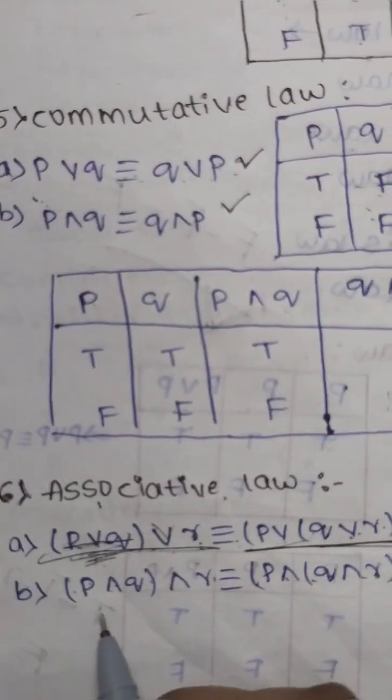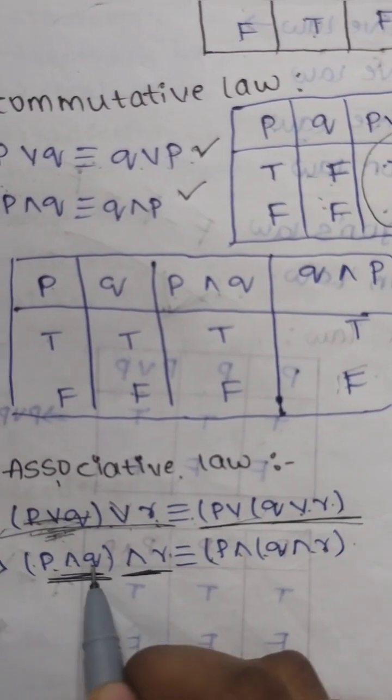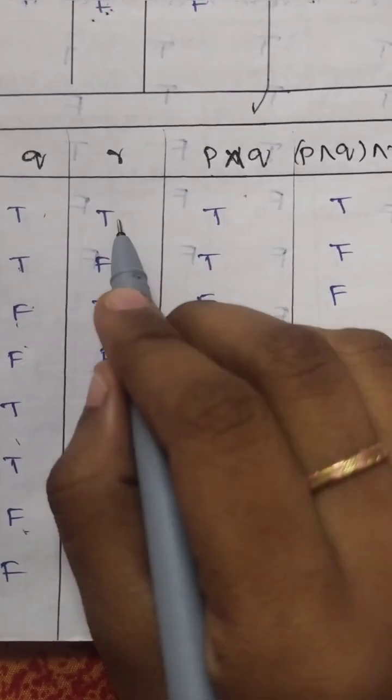Okay, next this one completed, P and Q completed. So we have to do this, P and Q into R. So this one into this one we should do. So we should check like this.